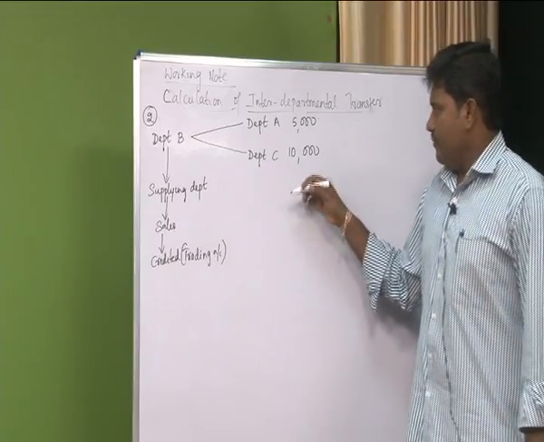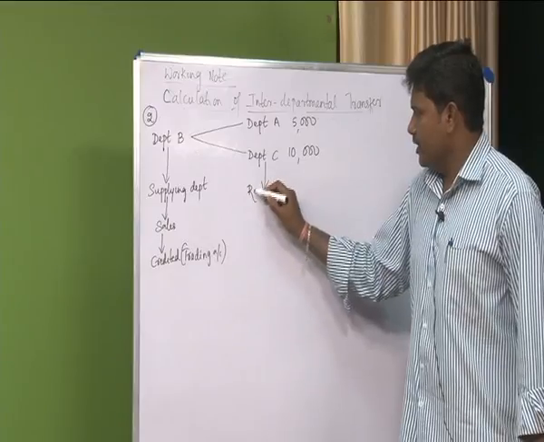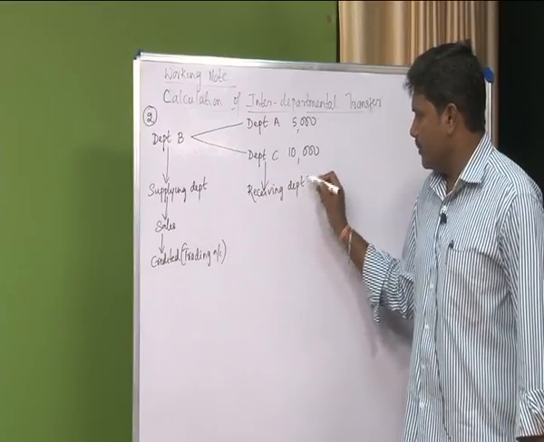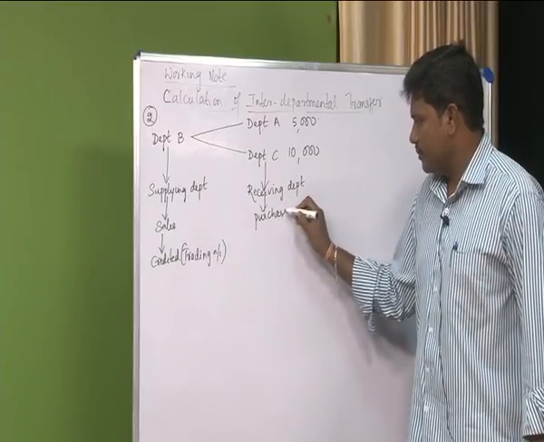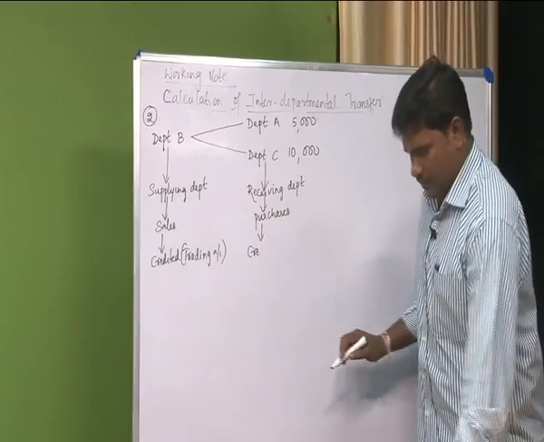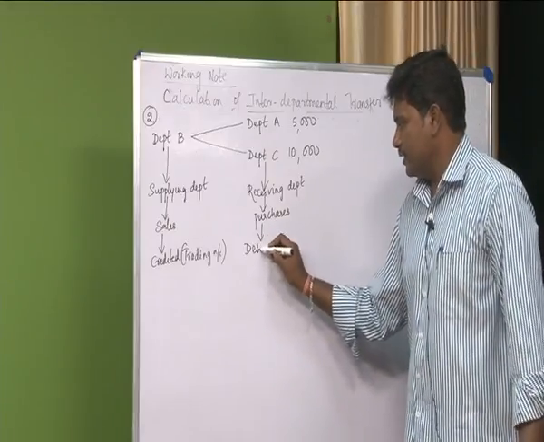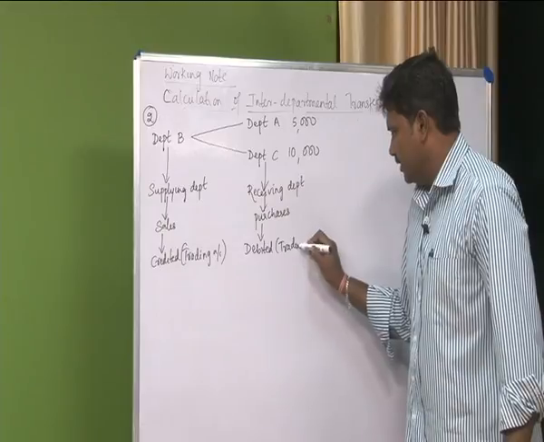In the same way, department A and department C become receiving departments. For a receiving department, it is considered as purchases. So this purchases will be debited to the trading account.